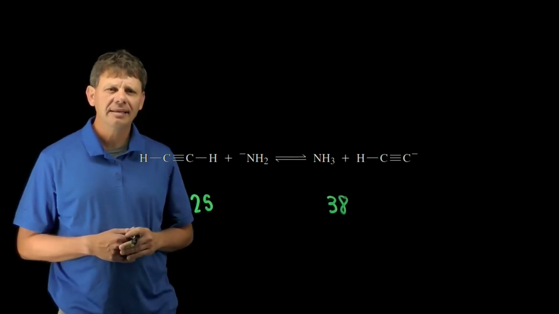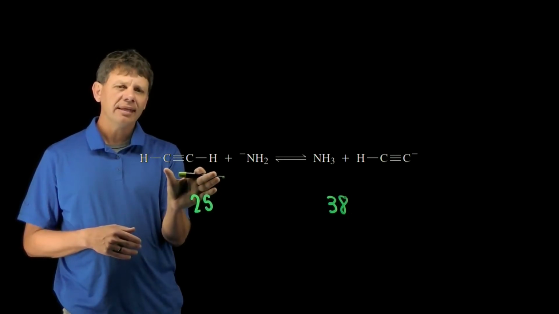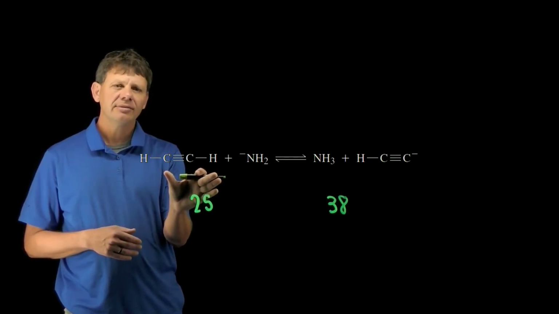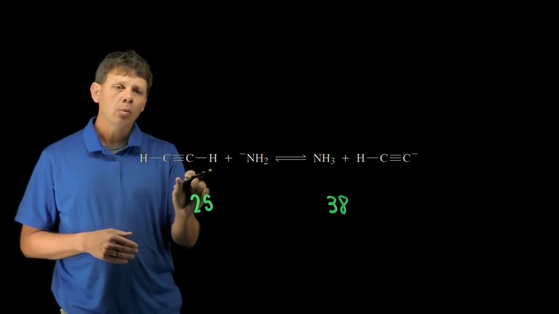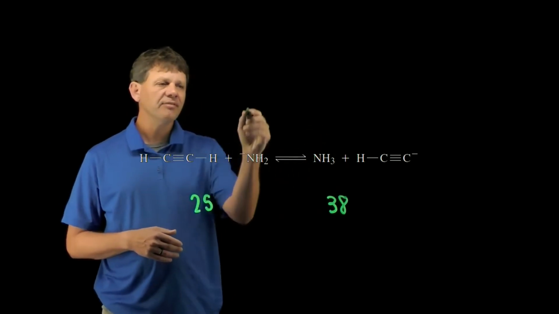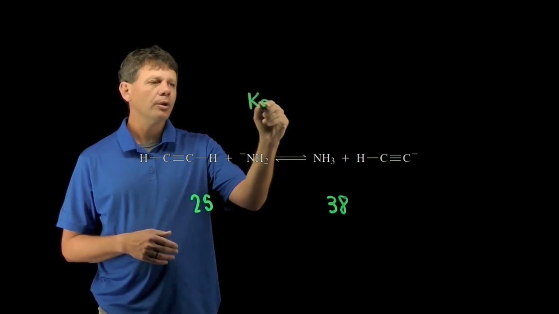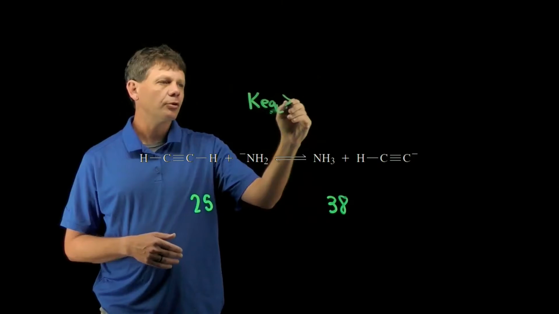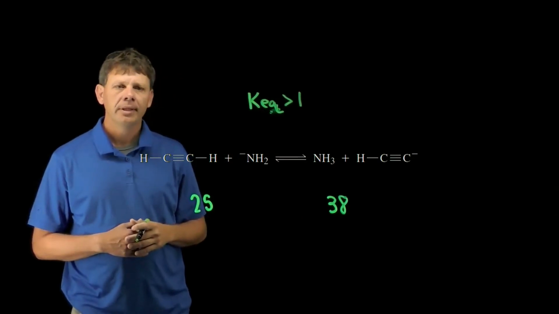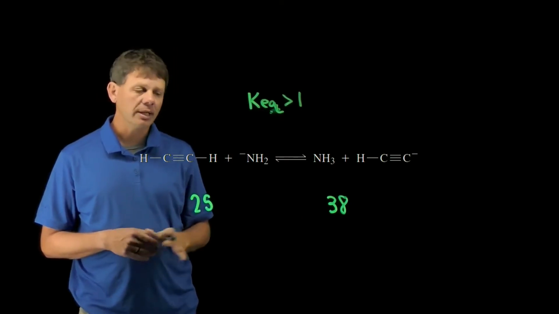Looking at this qualitatively, we know that the acetylene is the stronger acid. As the stronger acid, we expect the reaction to be favored to the right. And so we're going to anticipate a KEQ, not KEG, that is greater than 1. Let's do the calculation to see if we get that.